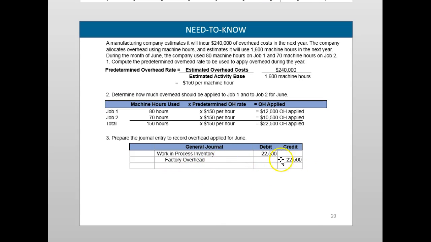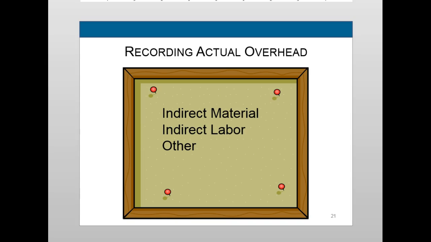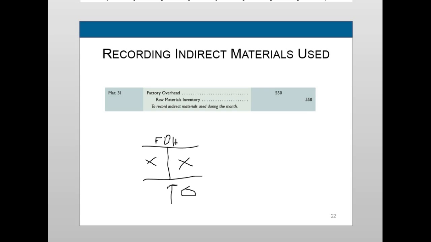But notice the factory overhead, that's a credit. That seems somewhat awkward, but it's a credit because it's applied, it's not actual. So we've applied it and we have it in our work in process now, and it shows up on our balance sheet. Now how do I record the actual overhead? Well, here you go. You have a T account.